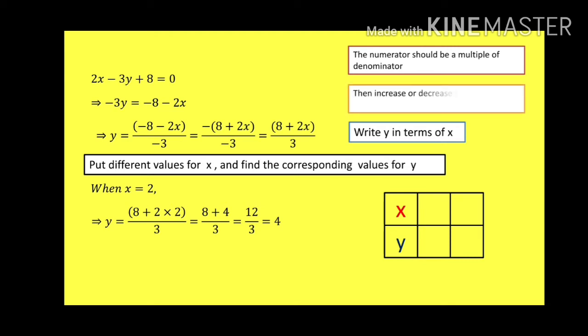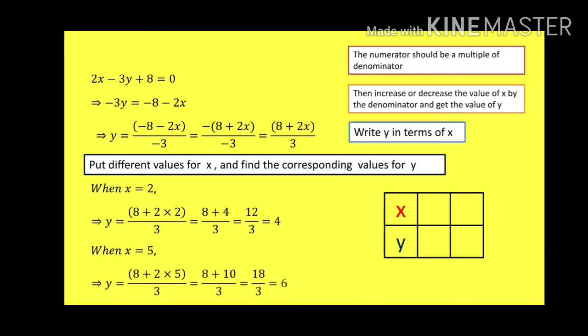Now in the same way, x equals 5. Suppose I take x as 5, because we have just added the denominator to the value of x. So we can say 8 plus 2 into 5, that is 10, becomes 18 by 3 equals 6. That's the easiest way to get the next value for x. Just keep on increasing the value by the denominator. So we get the points (2, 4) and (5, 6).